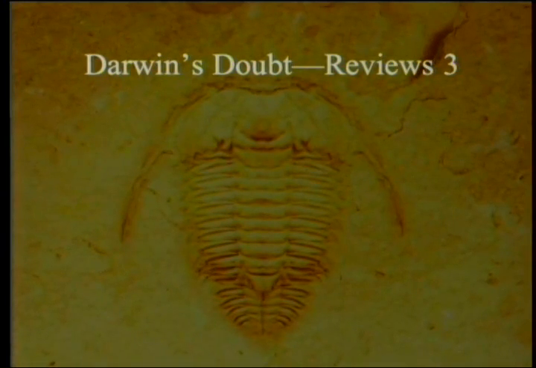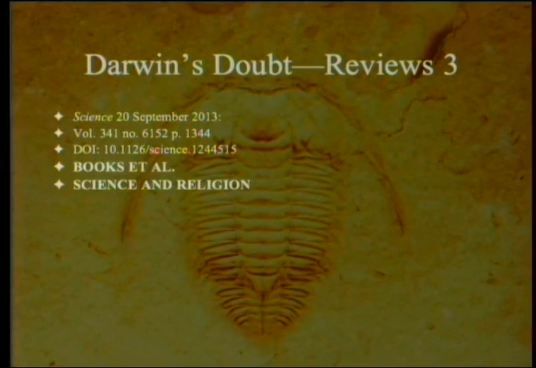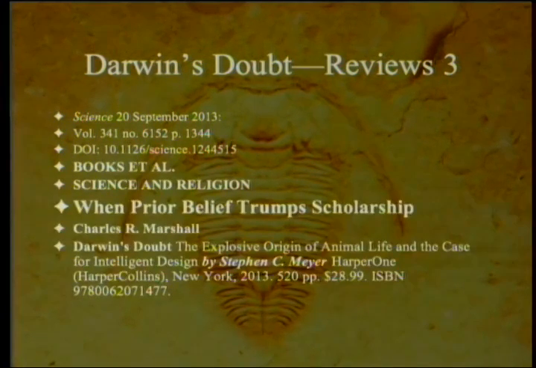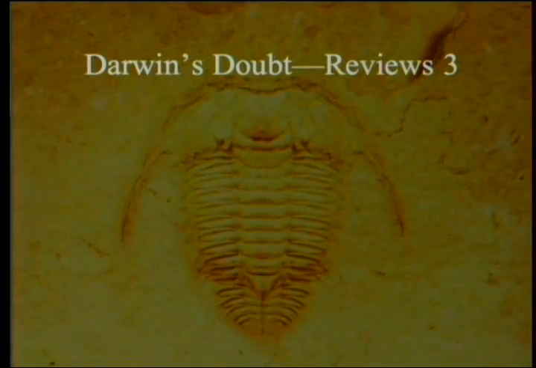And today we're looking at Science, the 20th of September 2013. It's in the books and religion section. And it's called When Prior Belief Trumps Scholarship by Charles Marshall. And Charles Marshall is from Berkeley, California, as we'll find out shortly anyway.